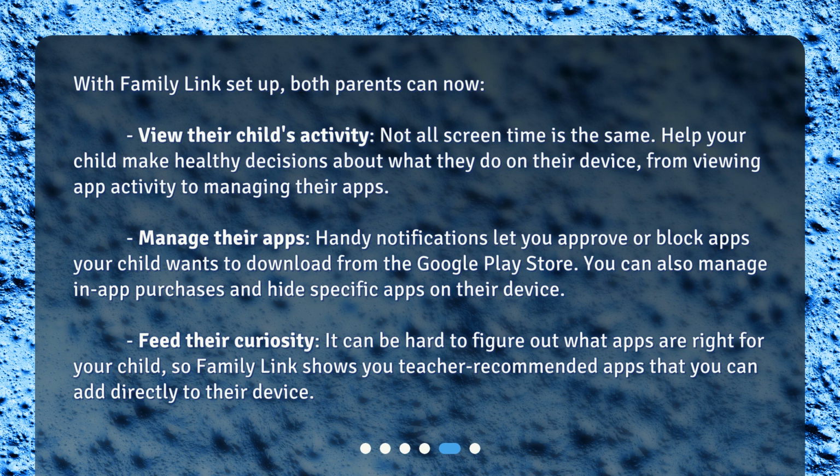Manage their apps. Handy notifications let you approve or block apps your child wants to download from the Google Play Store. You can also manage in-app purchases and hide specific apps on their device. Feed their curiosity. It can be hard to figure out what apps are right for your child, so Family Link shows you teacher-recommended apps that you can add directly to their device.